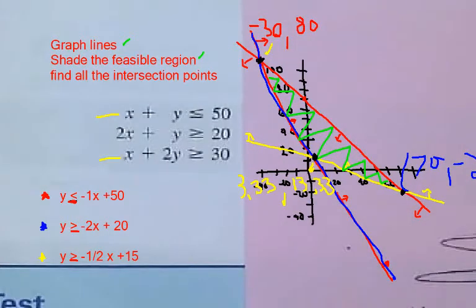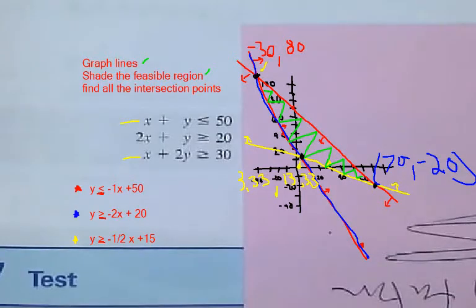Oh, that's good. Alright, so we found the 3 corners. This was one of them right here. This was one of them. And this was one of them. So we did everything we're supposed to do. Graph the lines, shade the feasible region, find all the intersection points. We are done. That's what today's homework's like.